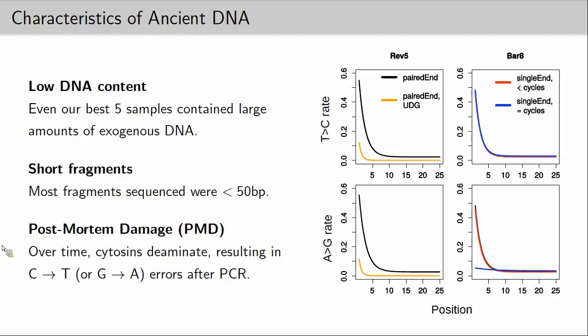So these are three things. We have very low amount of data, generally, and we have these errors, okay? And now we are interested in working with this data to infer genetic diversity in these ancient samples and compare them to modern samples.